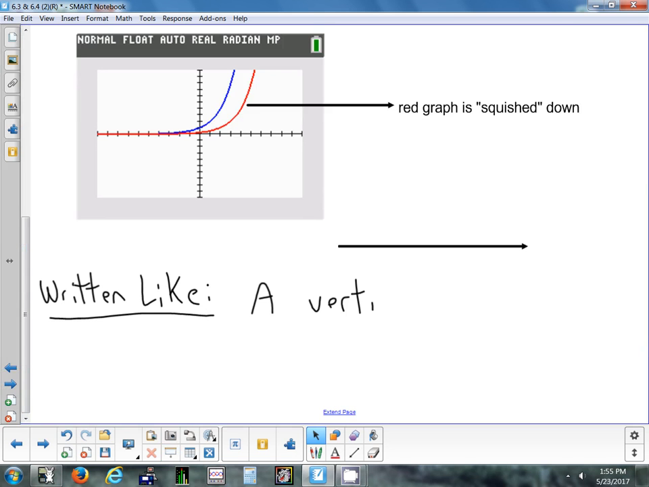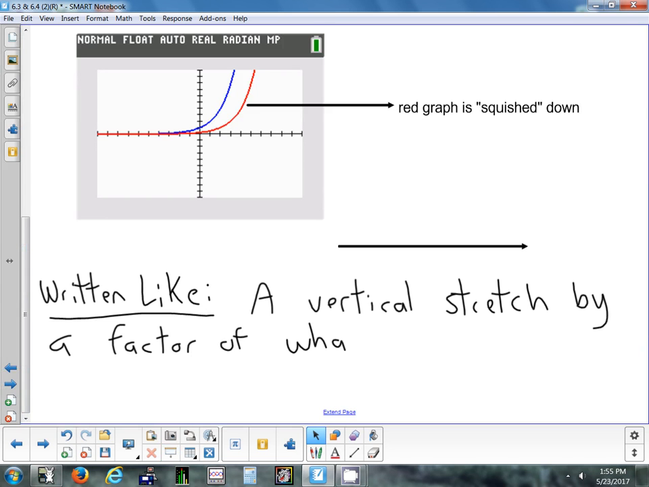Vertical stretch by a factor of whatever a is.